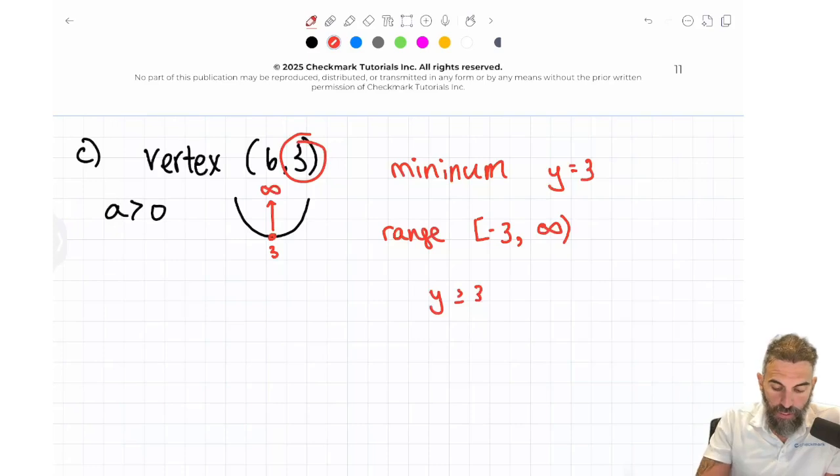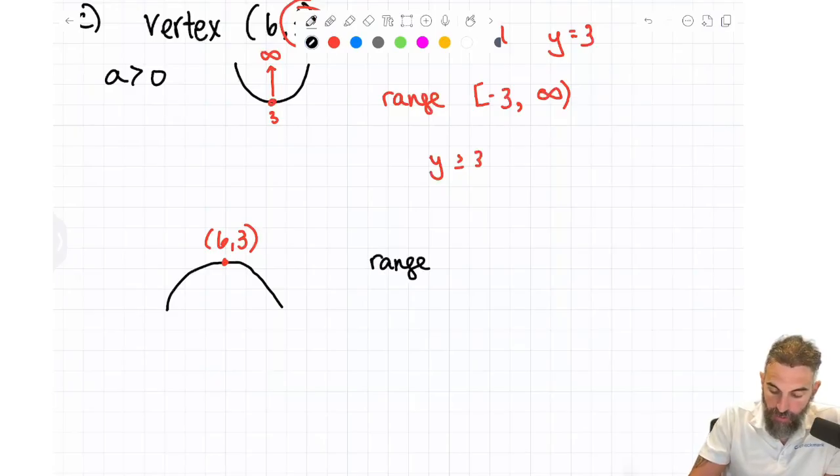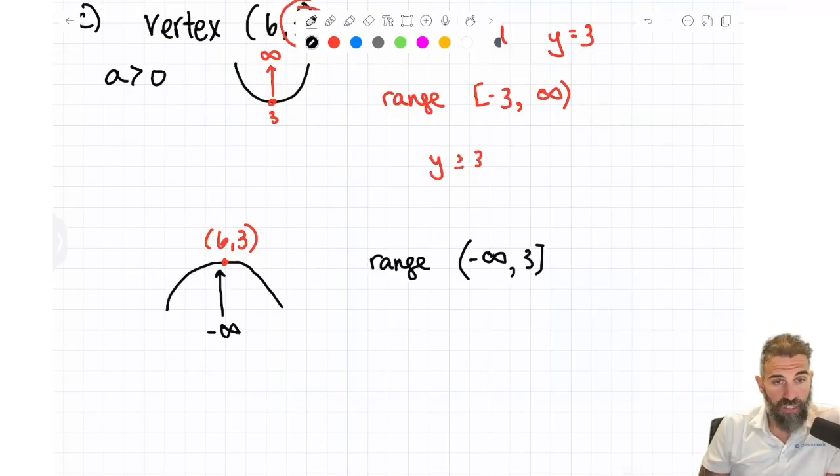Okay. And again, just to make sure we understand the difference, had my A been negative, going off on a bit of a tangent here, but let's say my A had been negative and it had the same vertex, just to keep it simple. Well, then your range would have been from minus infinity up until 3. If you wanted to write it in the different form, your y would be less than or equal to 3.